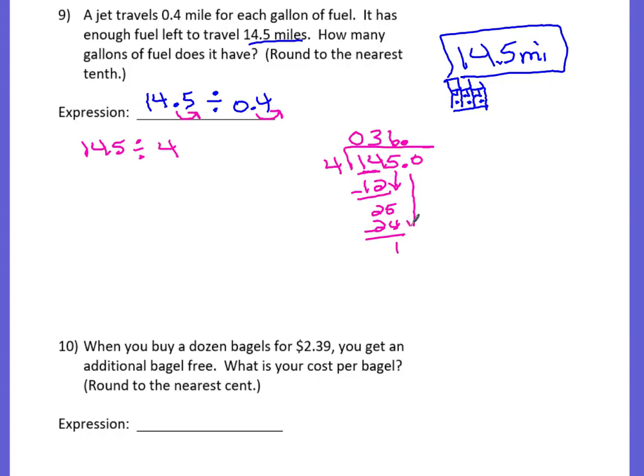Add a 0, bring it down. 4 goes into 10 twice, which is 8. Subtract, 2 remainder. Let's do another 0, bring it down, and we have 20. 4 goes into 20 5 times, which is 20. Now we have a 0 remainder. So our answer is going to be 36.25 gallons.